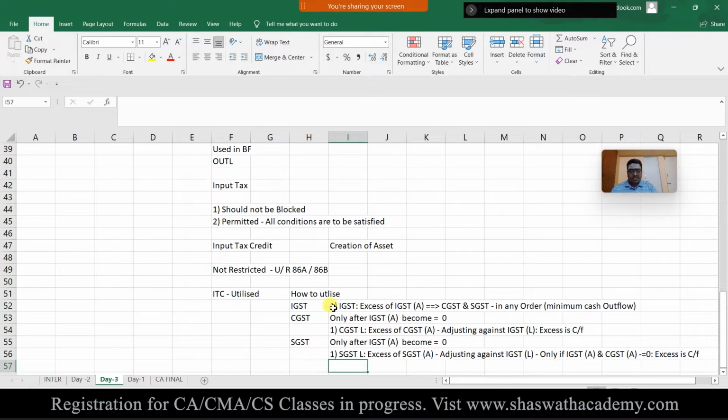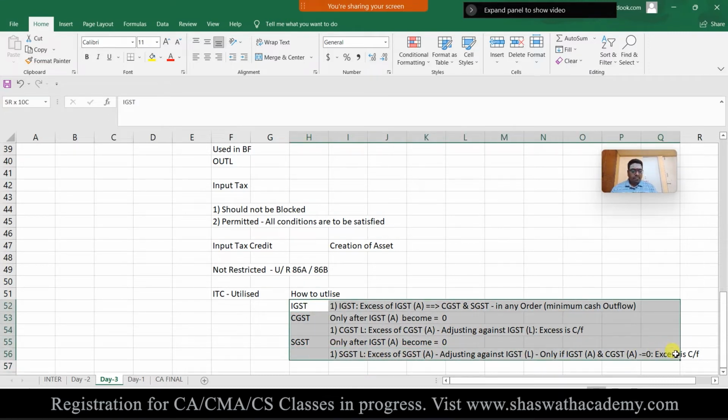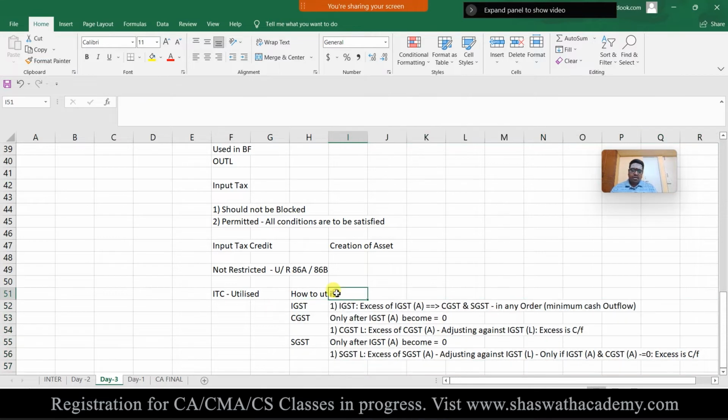And my dear, this is something you will come across in a very important real-time manner. How to utilize all these credits is very important. In the creation of the asset itself, there is one exceptional creation you have to keep at the back of your mind, which is RCM. RCM is a liability on inward supply.